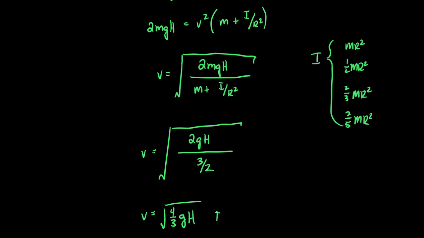This is for a disk. I could have just as easily gone back and done it for a solid sphere, right? Since it's already there, it's pretty straightforward. 7/5, switch it and get V equals the square root of 10/7 GH, solid sphere. Not terrible? Let's see. Can you tell me the percentage of kinetic energy?